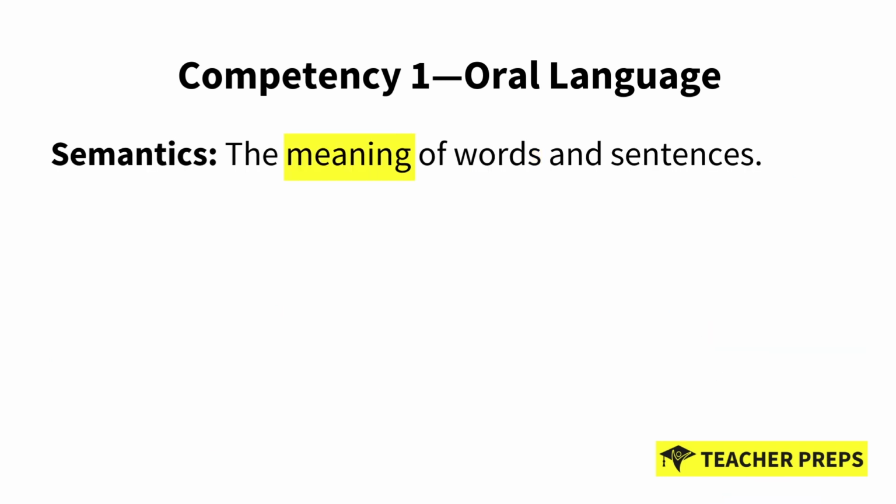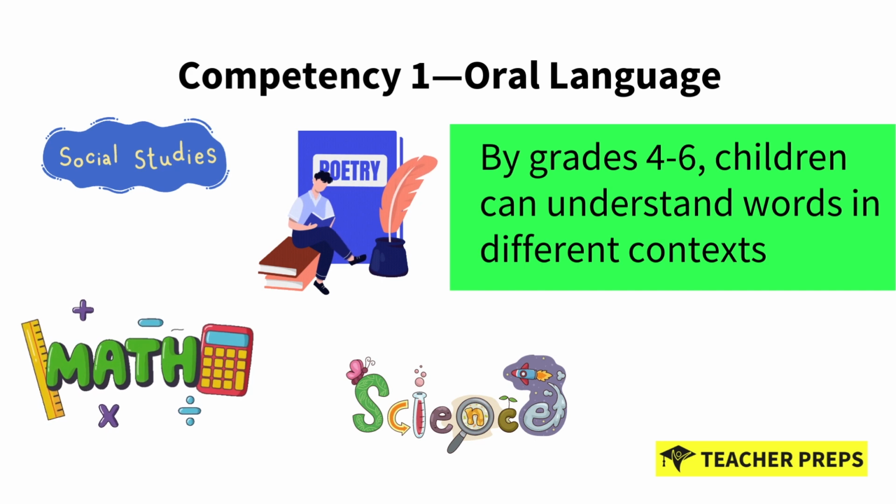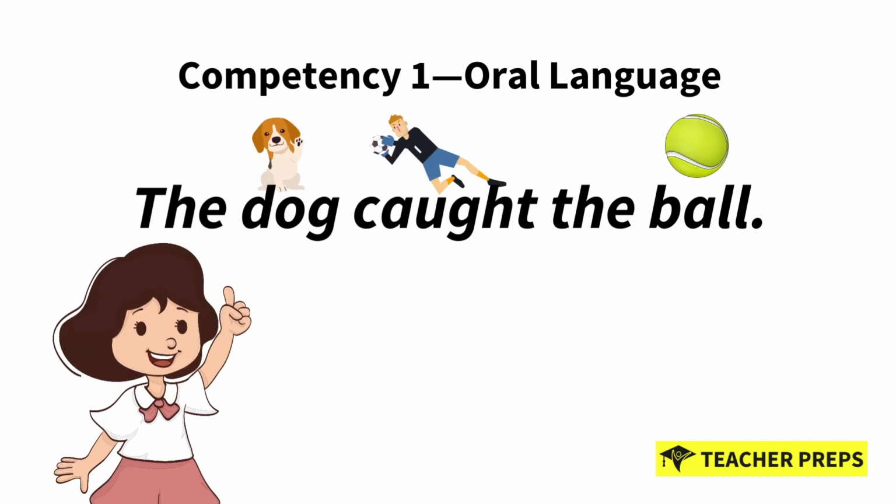Semantics deals with the meaning of words and sentences. The key word here, understanding the meaning, comes from a child's ability to understand vocabulary. By grades 4 through 6, children can understand words in different contexts, comprehend expressions, and recognize multiple meanings of words. Syntax refers to the rules governing the structure and arrangement of words in sentences. In grades 4 through 6, students can comprehend and use complex sentence structures, including subject-verb agreement.